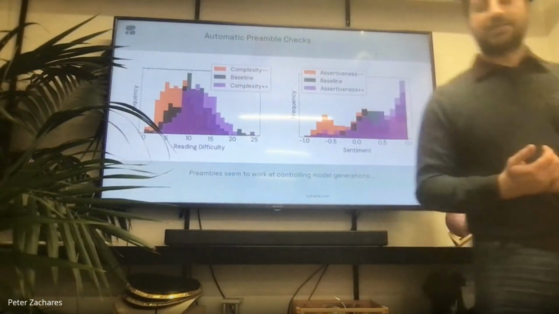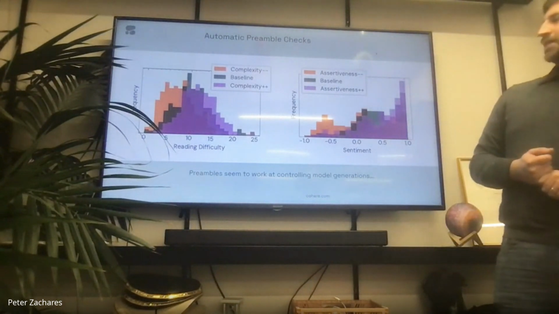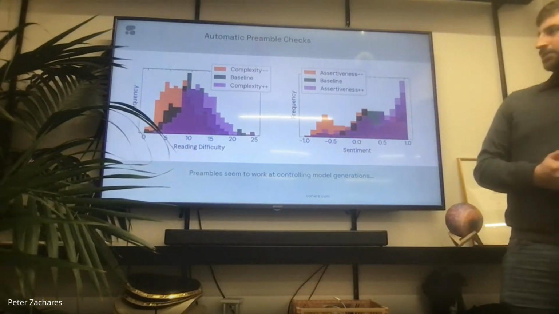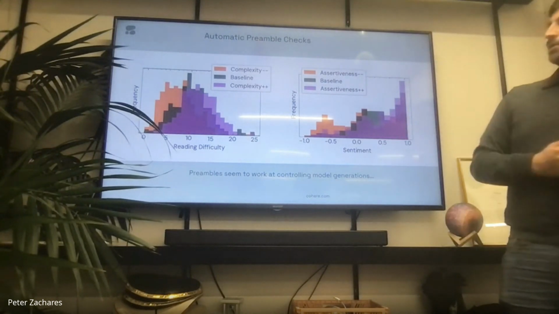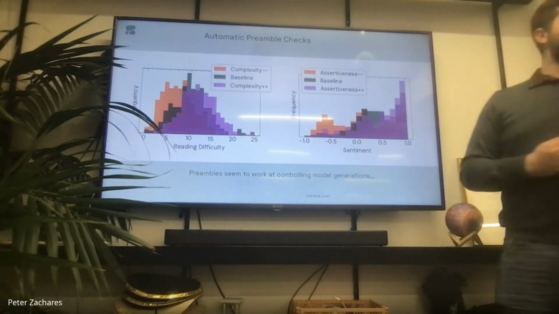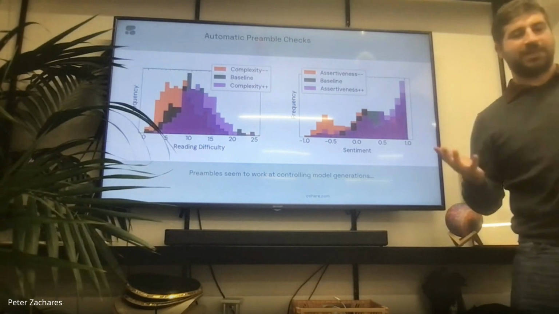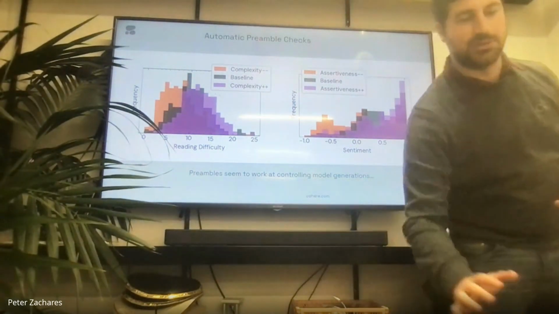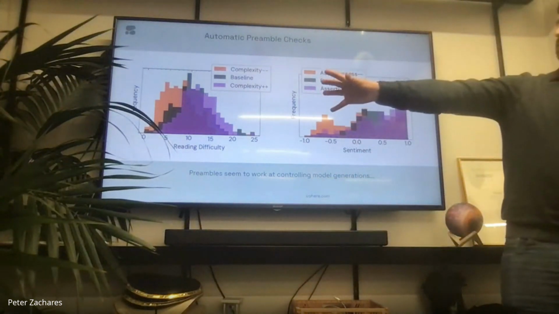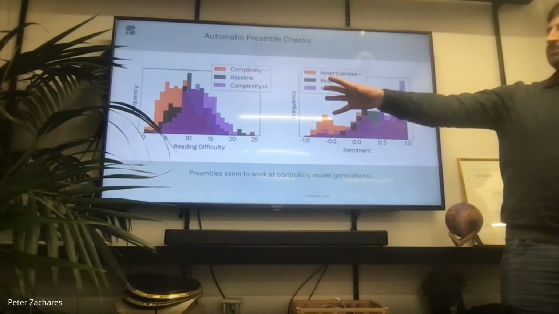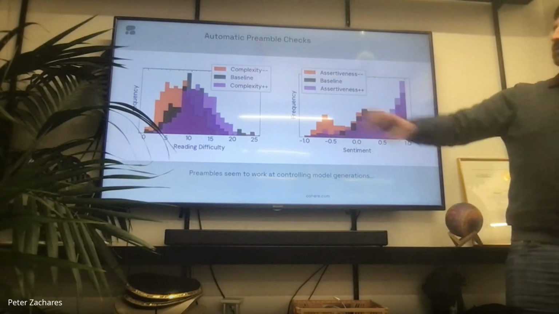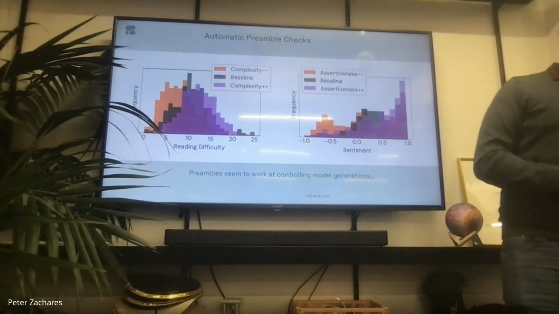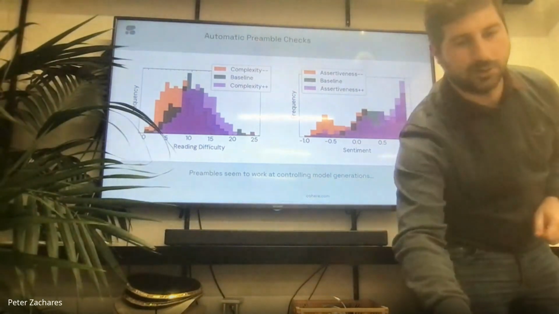We ran some automatic preamble checks using a reading difficulty score and a sentiment classifier, and those gave us distributions that we thought seemed to make sense, right? For complexity, the complexity minus distribution is a lot less difficult to read, and the increased complexity is a bit more difficult to read than the baseline, and the same with assertiveness on the sentiment side.